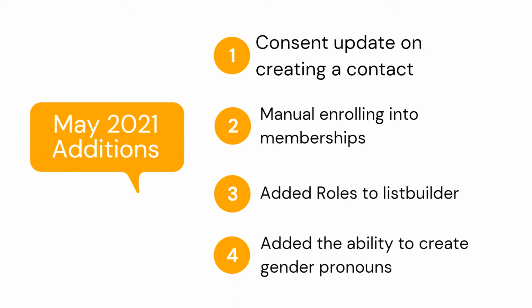Then I'm also going to show you we've added roles to the list builder. So you can now filter by roles and communicate with just the specific individuals that you want to within the organizations that are members. And then finally, we have this really cool new module feature for pronouns. So to be more diverse friendly and allow you the ability to customize gender pronouns, you can now create your own, and we'll go through how you can do that. All right, so let's dive into Member 365.